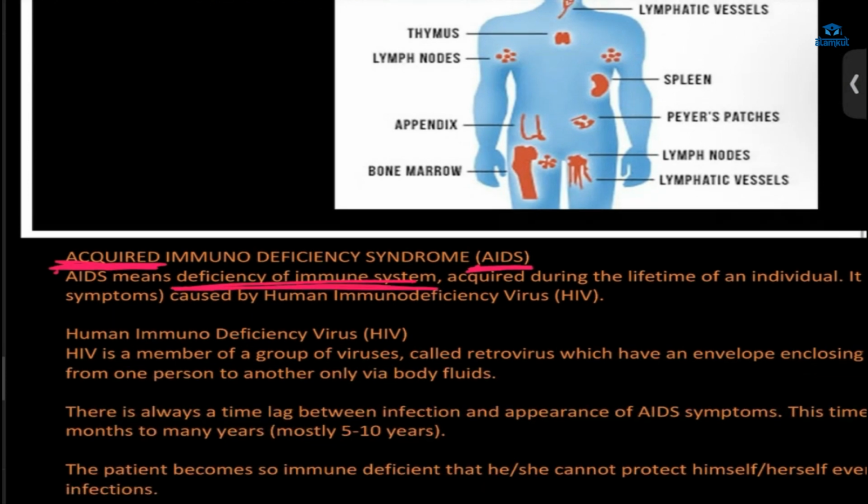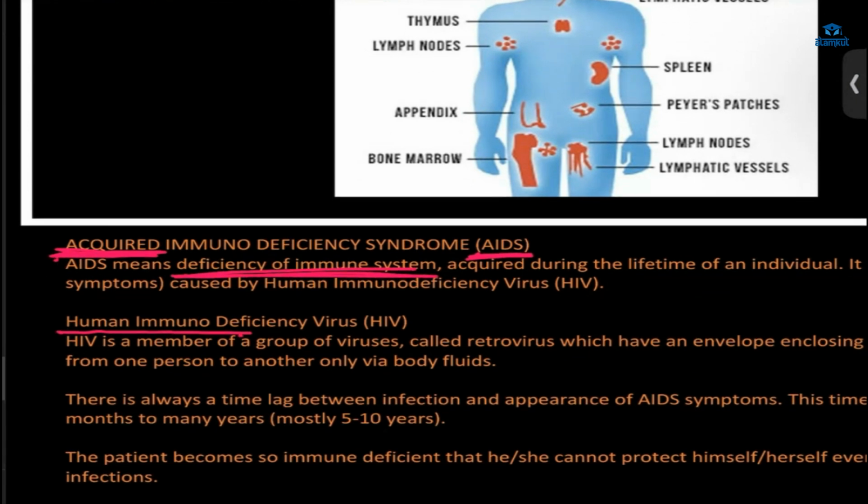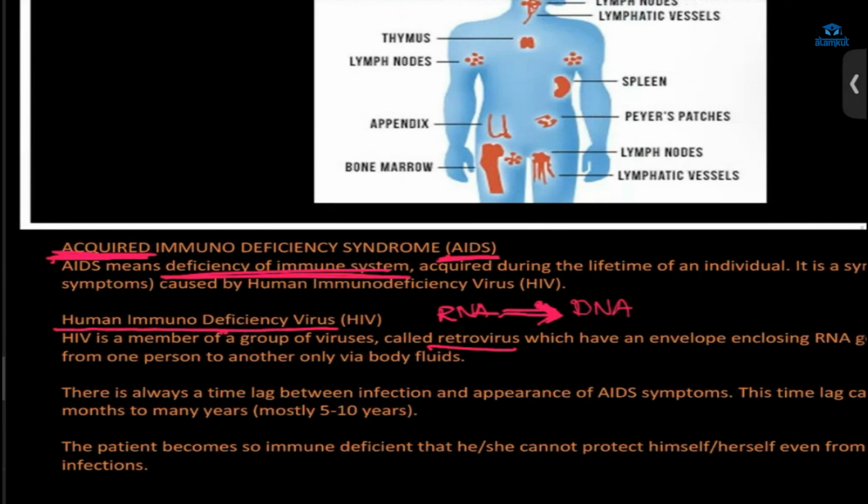Okay. Now, what is the virus which causes this? HIV virus. Human immunodeficiency virus, and it is also called a retrovirus. Why? Because its genome is RNA, and after reverse transcription it becomes DNA. That is reverse transcriptase, right? Yes ma'am.